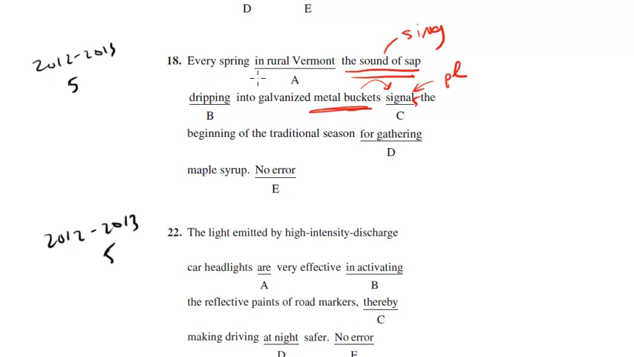Every spring in rural Vermont, the sound of sap dripping into galvanized metal buckets signals the beginning of the traditional season, and so on. And again, cross out all this stuff if you'd like, just to make the relationship clearer, because this is not unnecessary. It's just not really relevant to the grammar of the sentence. The sound of the sap signals, or you can say, get rid of this, the sound signals the beginning of the traditional season, right? Once you see it that way, I think it falls relatively clearly.